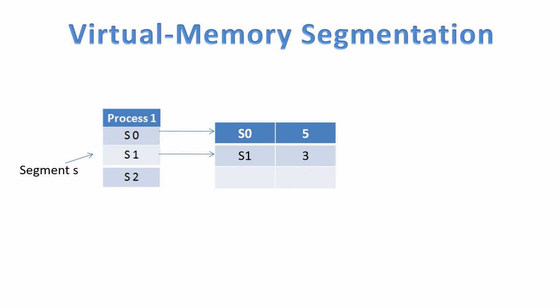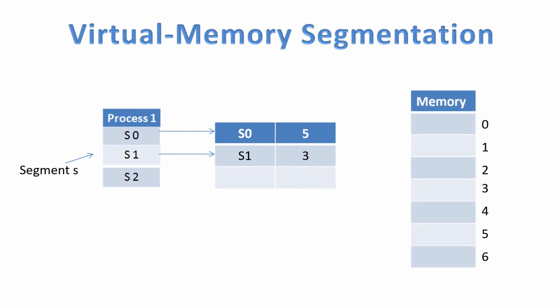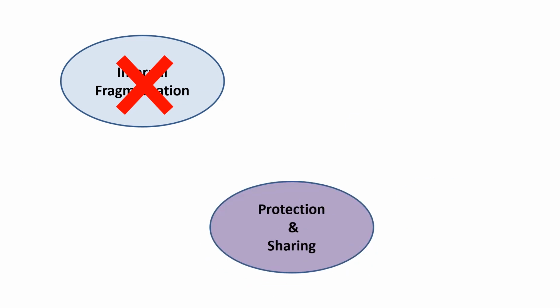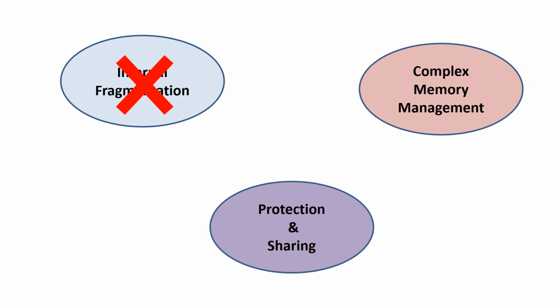Sixth technique is virtual memory segmentation. As with simple segmentation, except that it is not necessary to load all of the segments of a process. Non-resident segments that are needed are brought in later automatically. In this technique, no internal fragmentation occurs and there is a higher degree of multiprogramming with a large virtual address space. Moreover, it supports protection and sharing. It also includes overhead of complex memory management.